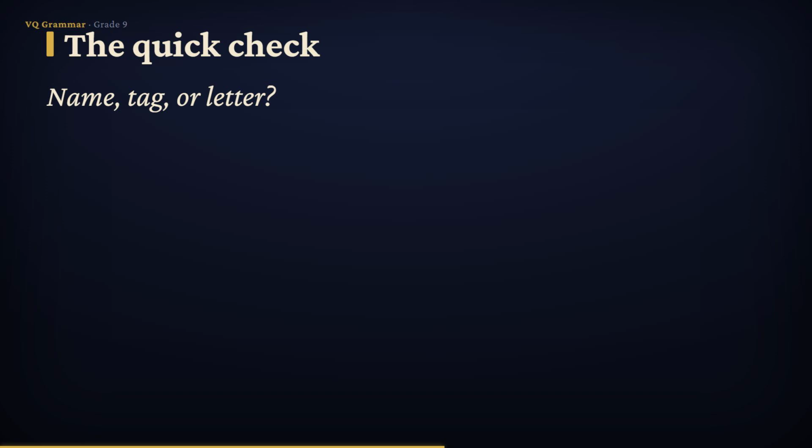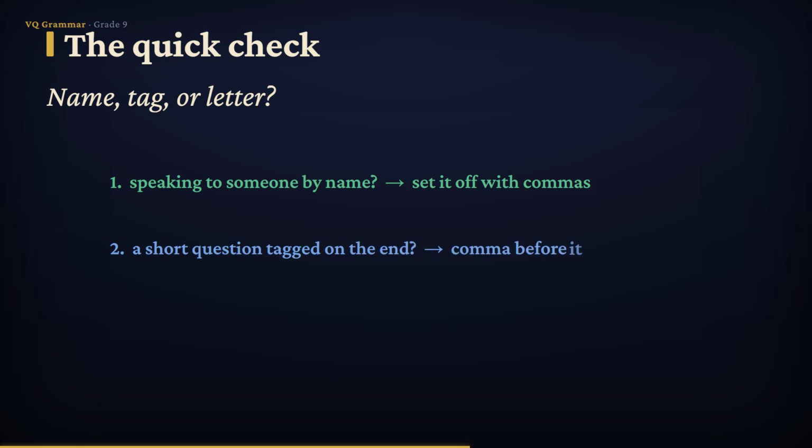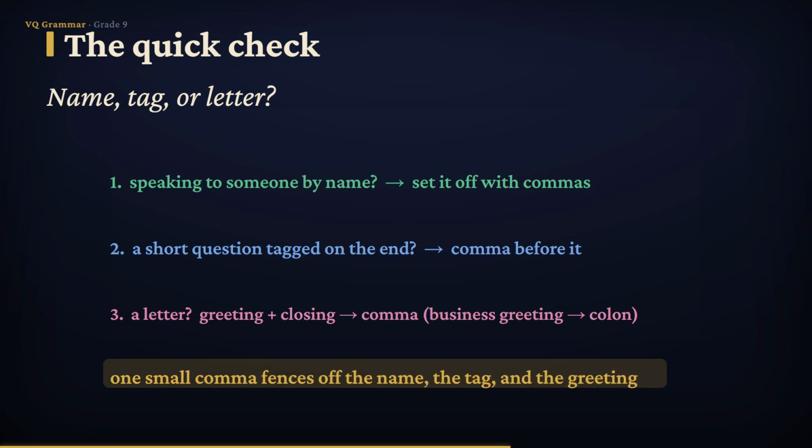Let's pull it all together into a quick check. 1. Are you speaking to someone by name? Then set that name off with commas wherever it sits in the sentence. 2. Is there a short question tagged onto the end of a statement? Then drop a comma right before it. And 3. Are you writing a letter? Put a comma after a friendly greeting and after every closing, but use a colon after a business greeting. Notice the thread running through all 3. One small comma fences off the name, the tag, and the greeting alike.